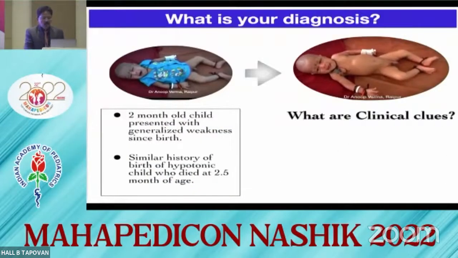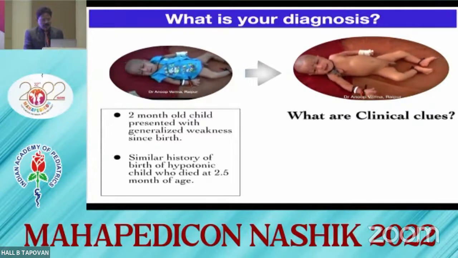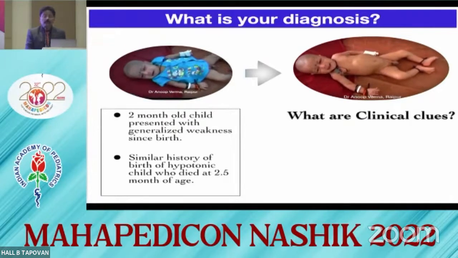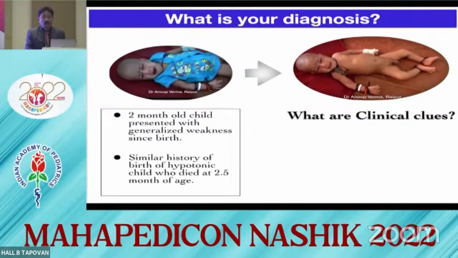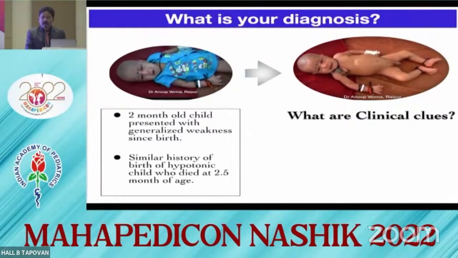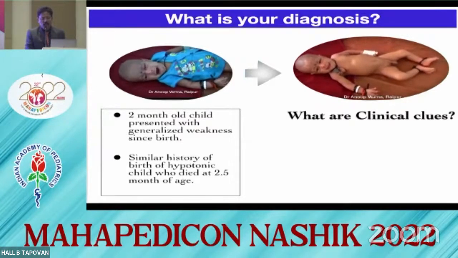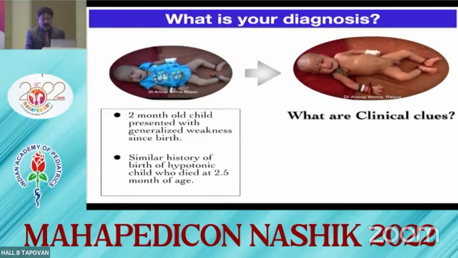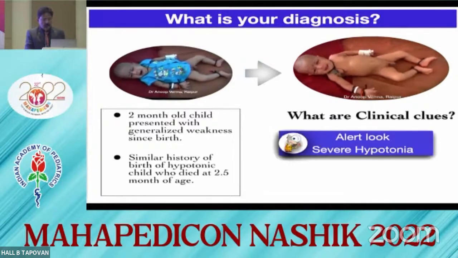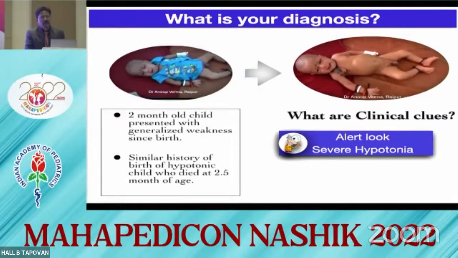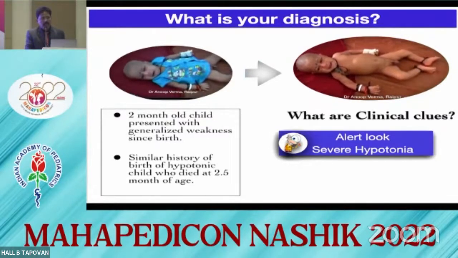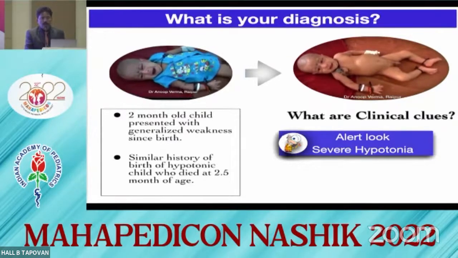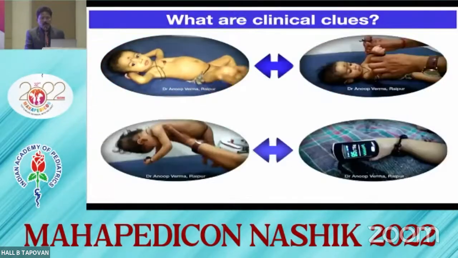Another patient who is very, very hypotonic, with absolute hypotonia and generalized weakness. He had a history of one child who expired at the age of 2.5 months. Always examine this child, because the facial expression is not absolutely good. Alert look, that is very important. So an alert look with severe hypotonia and a history of a child dying in the family gives you a clinical clue that you may be dealing with spinal muscular atrophy.